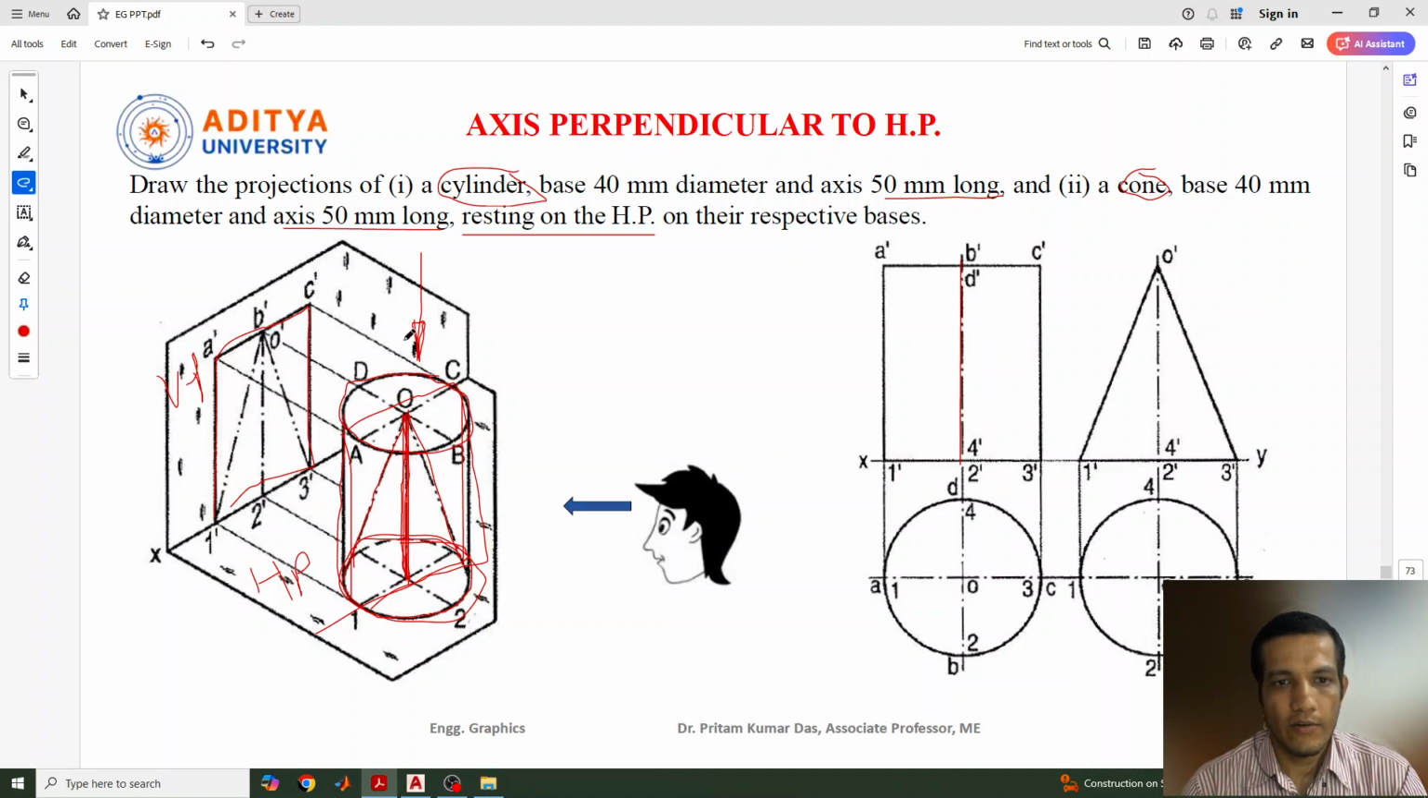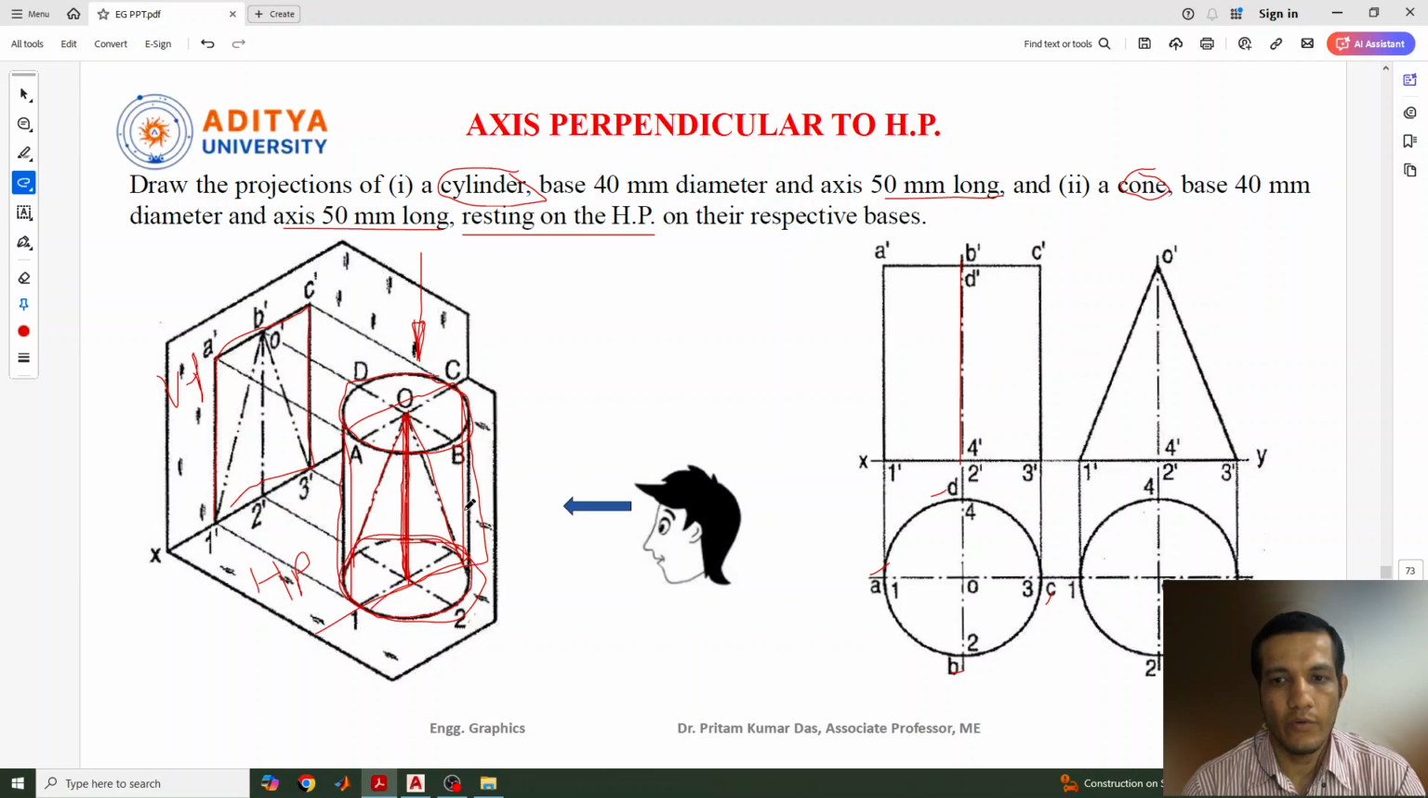When you see the object from the top side, the top view, you can see A B C D. And what about the bottom part? The bottom part will not be visible, but we know that there is a base for the cylinder, so that is 1 2 3 4.